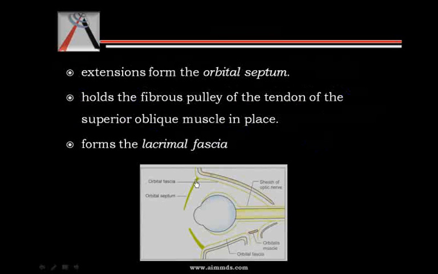The orbital fascia forms extensions into the upper eyelid and the lower eyelid, and these extensions are called the orbital septum. Other than that, it also holds the fibrous pulley of the tendon of the superior oblique muscle in its place, and it also forms the lacrimal fascia. Now, the lacrimal gland lies in a groove. This orbital fascia bridges the lacrimal groove and forms a space where the lacrimal gland sits. So that is the lacrimal fascia.